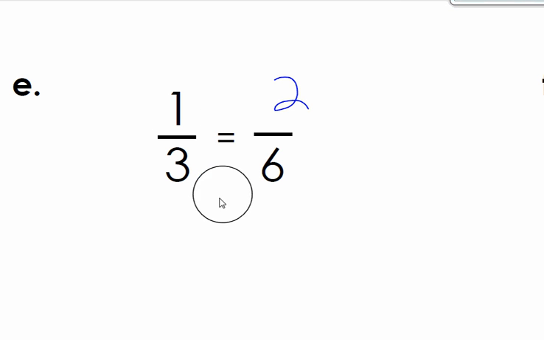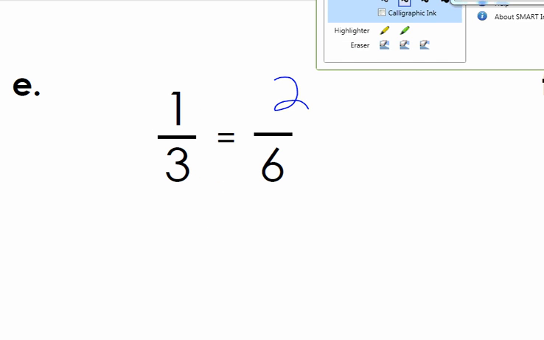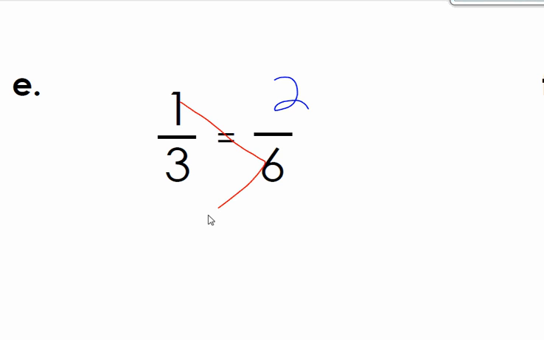And how would I know that this is correct? I cross multiply. Okay, 1 times 6 is 6. And what's 2 times 3? 6. So are these 2 numbers equal? Yes. So this is correct.